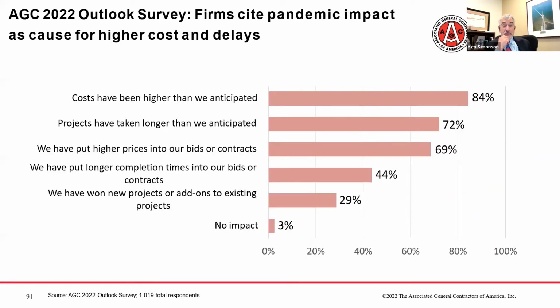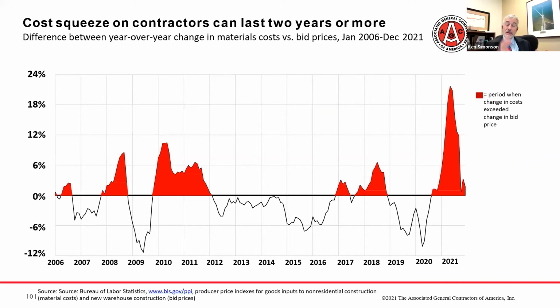In our survey, 84% of the firms said they'd been caught on the wrong side of cost increases last year. They'd been higher than anticipated. 72% said projects had taken longer than anticipated. So now 2/3 of them said they're putting higher prices into bids or contracts, and nearly half have put in longer completion times. And it does sound as if owners have been accepting those higher bids more than they have in the past. How long can this last?